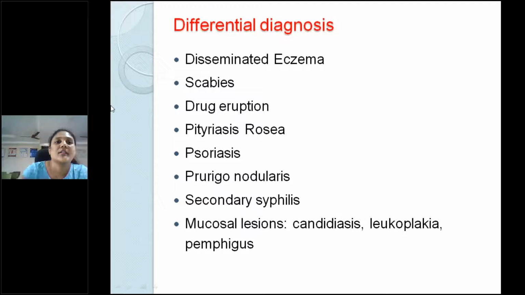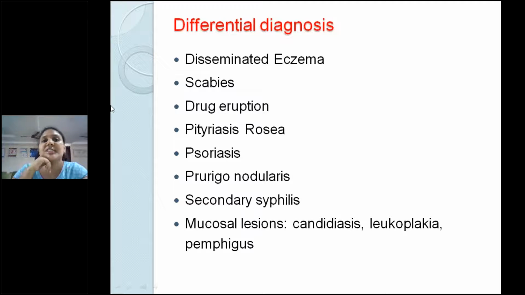And coming to the differential diagnosis. What conditions can this disease mimic? One is disseminated eczema, the other is scabies, and next is drug eruption. Drug eruption is very important because there are many drugs which show eruptions similar to lichen planus. The typical violaceous lesions will also be present. Then pityriasis rosea, psoriasis, prurigo nodularis, and secondary syphilis.